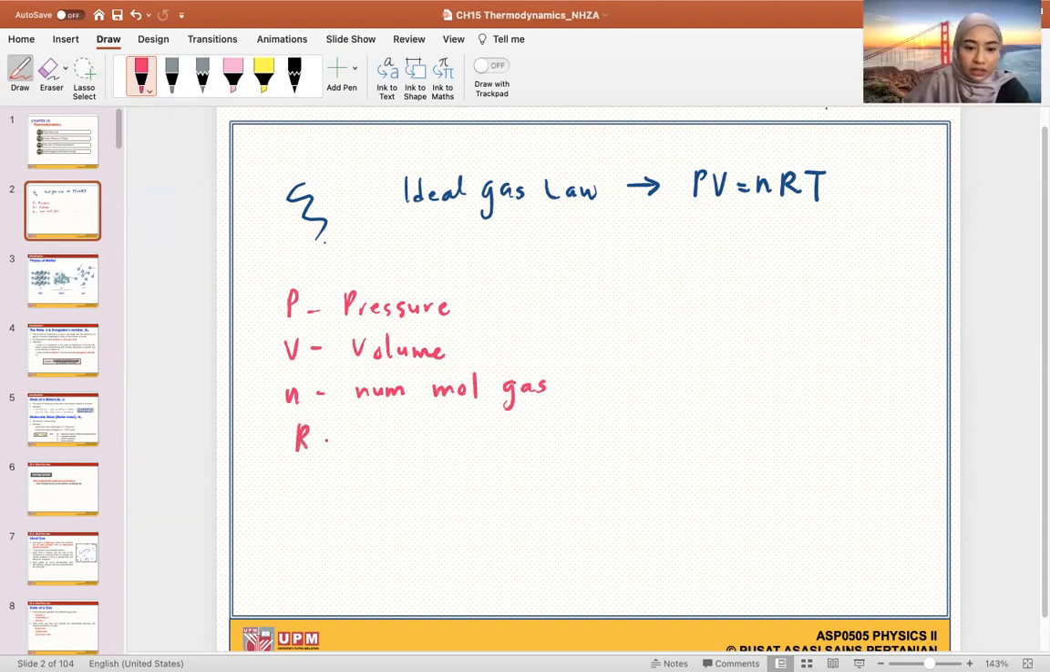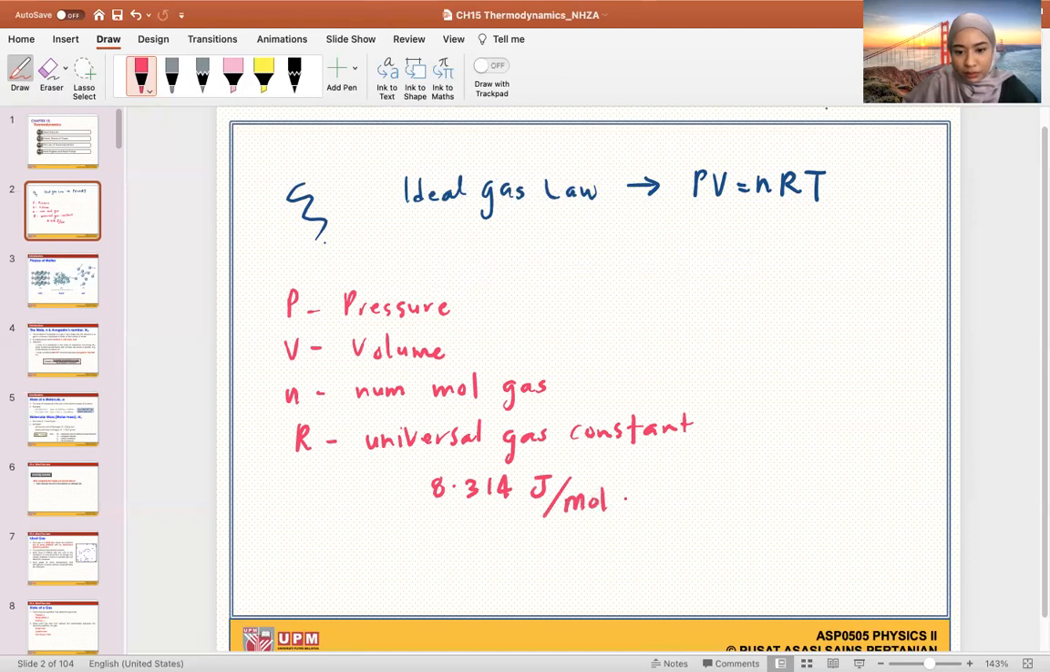Okay. R is the universal gas constant, and the value, you don't have to memorize it, but it is 8.3, I don't know, 71 or 14, I don't know. But it's there in the book. And this should be in joules per mole K. Okay, later we will go through it.